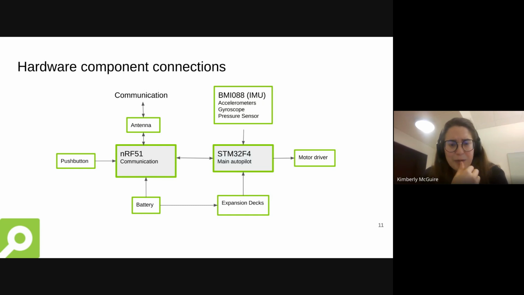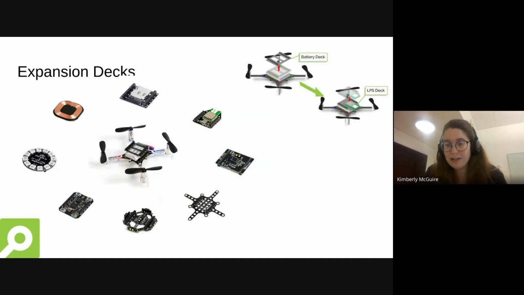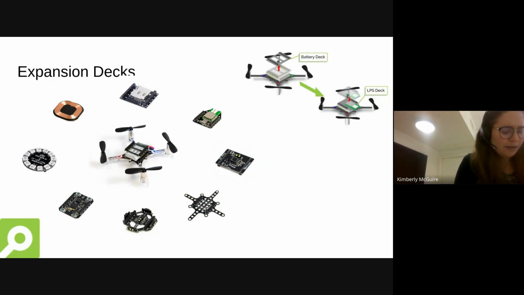Back to the hardware. This is an overview of what's happening. The STM32F4 is where the main autopilot runs. It's also the one that drives the motors directly. The IMU is of course connected to that. But mostly important is that it also runs with expansion decks, which means you can add more sensors, more capabilities, or more processing capabilities through these expansion decks that you can add to the Crazyflie itself.